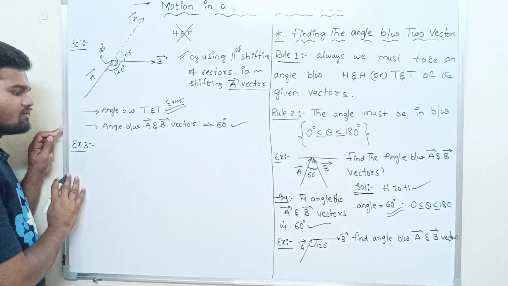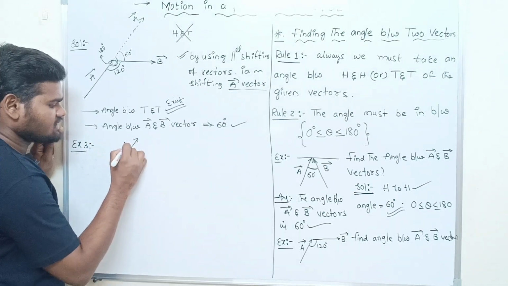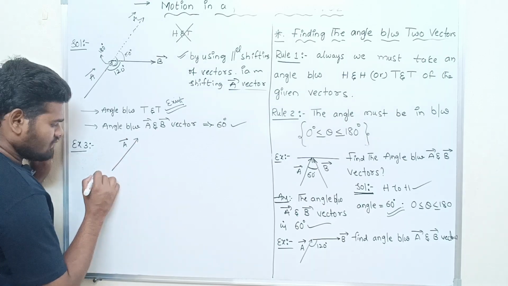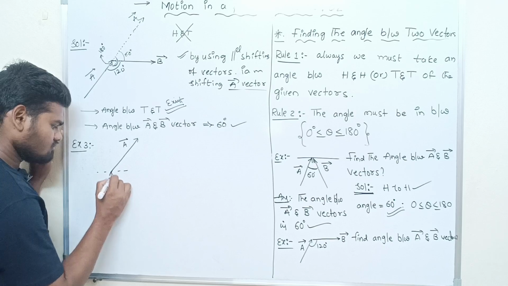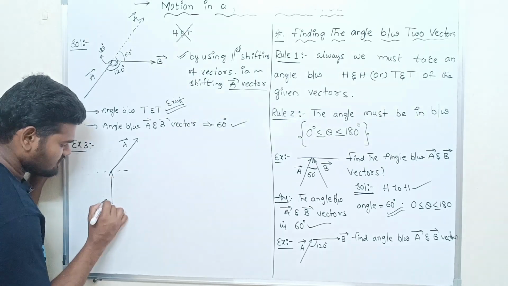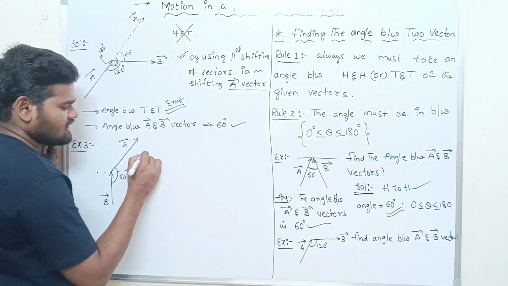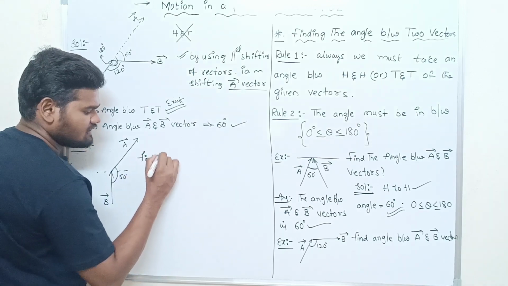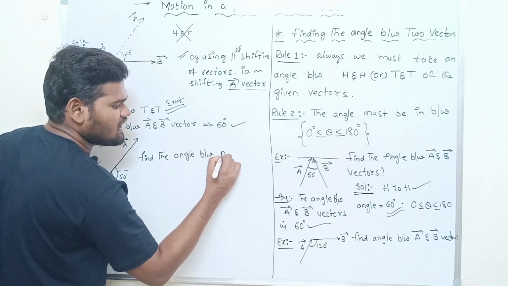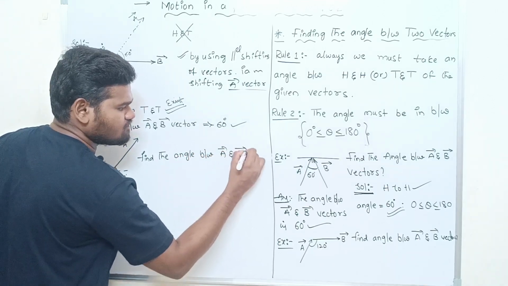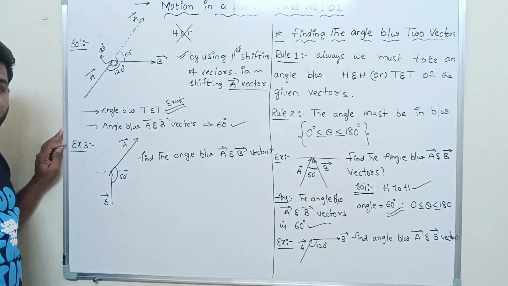Example number 3. At this time they are given a diagram like this. This is a bar vector and this is a b bar vector, and the angle between them is 150 degrees. They are asking: find the angle between a bar and b bar vectors.